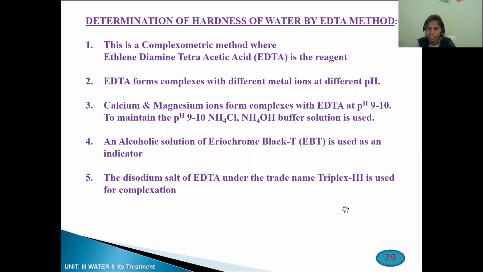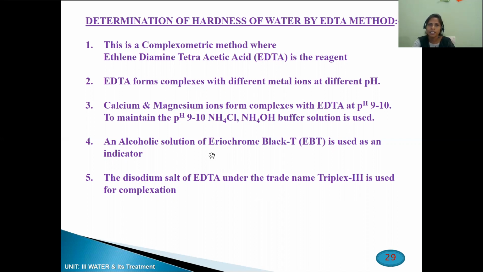Everyone knows about titrations, how to do titrations. By using this titration, we are going to find the hardness of the given water sample. And the EDTA method is one of the complexometric titrations. A complexometric titration is nothing but a titration in which complexing reagents are used and a complex compound is formed at the end point. If you are using a complexing agent, that is called a complexometric titration. So it comes under complexometric titration.